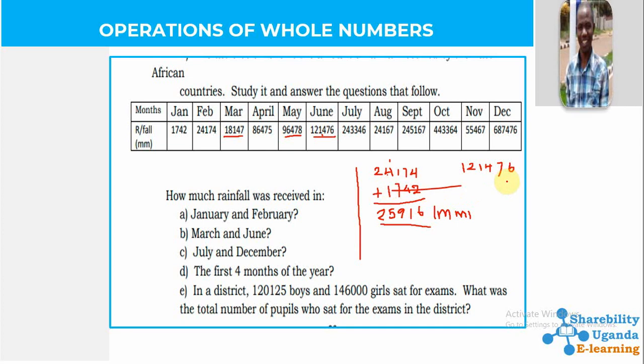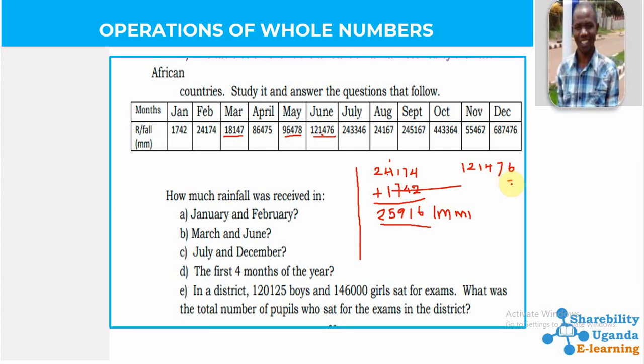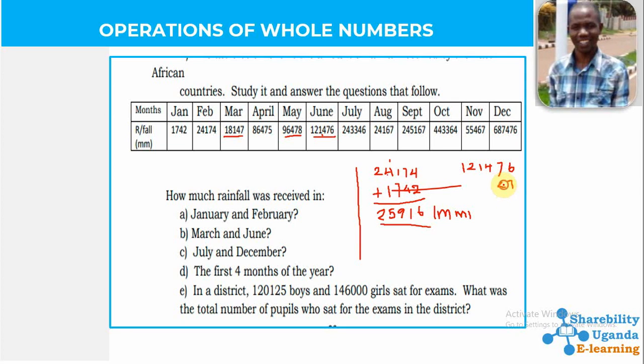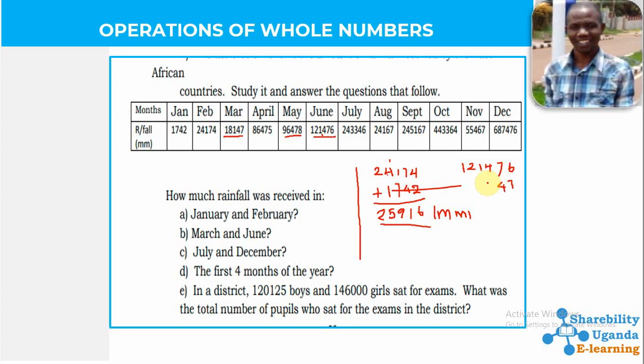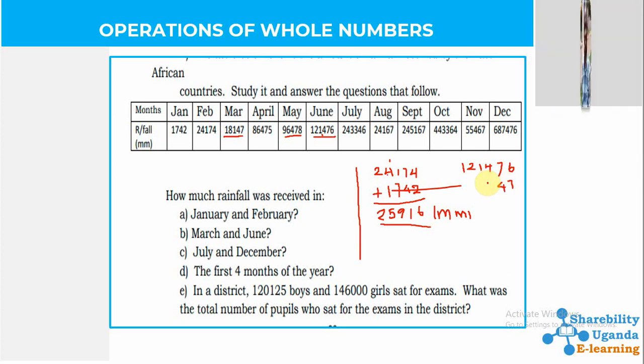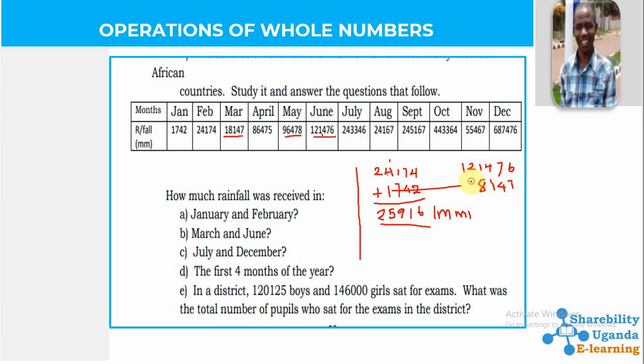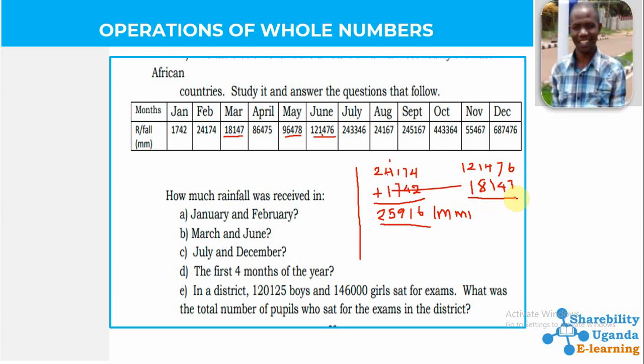18,000. So here you write our 7. We write our 4 here. Okay, we also write our 1. And then we write our 8. Then we write our 1. So we also add this.